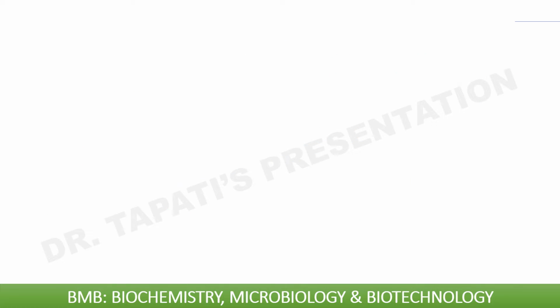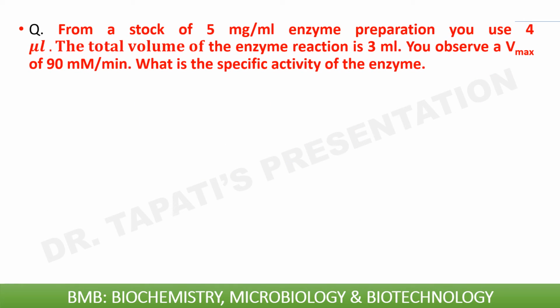Now next question is, from a stock of 5 mg per ml enzyme preparation, you use 4 microliter. The total volume of the enzyme preparation is 3 ml. You observe that our Vmax value is 90 millimolar per minute. What is the specific activity of the enzyme?